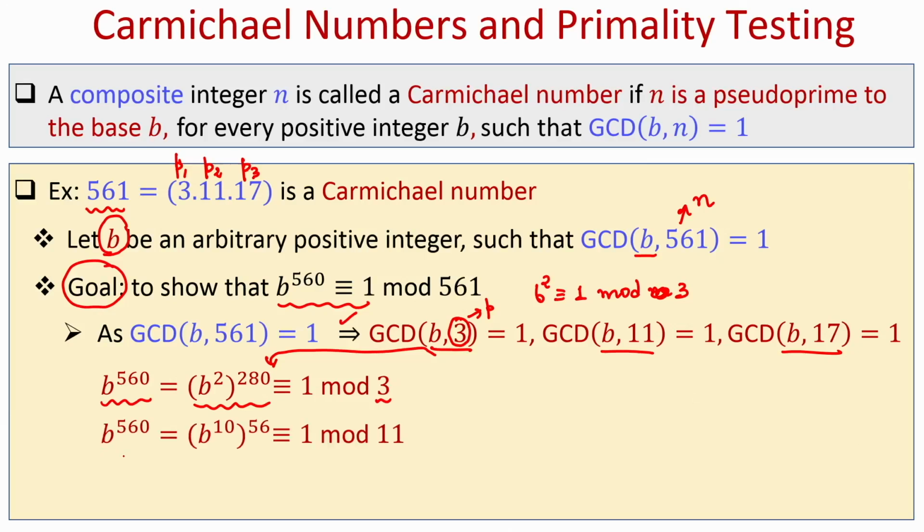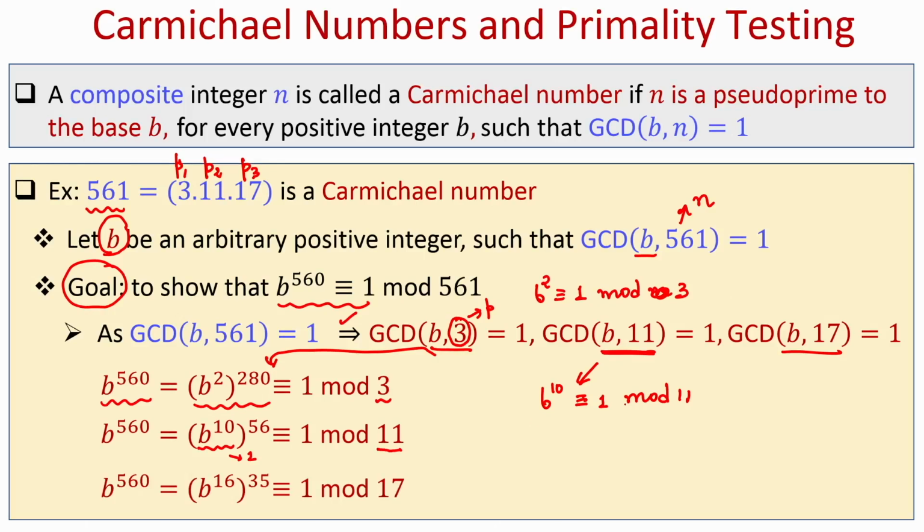In the same way, b to the power 560 is congruent to 1 modulo 11, and this is again because 11 is a prime number and b is co-prime to 11. So, I can say that from Fermat's little theorem, b to the power 11 minus 1, which is 10, is congruent to 1 modulo 11, and hence b to the power 560 can be rewritten as 56 blocks of b to the power 10 modulo 11. Each block of b to the power 10 modulo 11 will give me 1 as the remainder, and 1 multiplied to itself 56 times will give me the remainder 1.